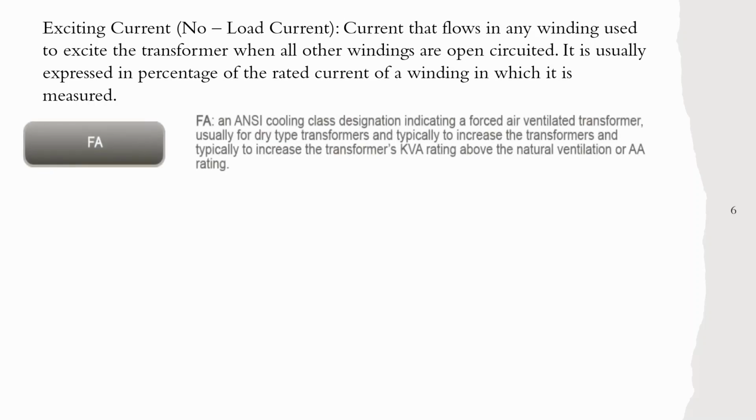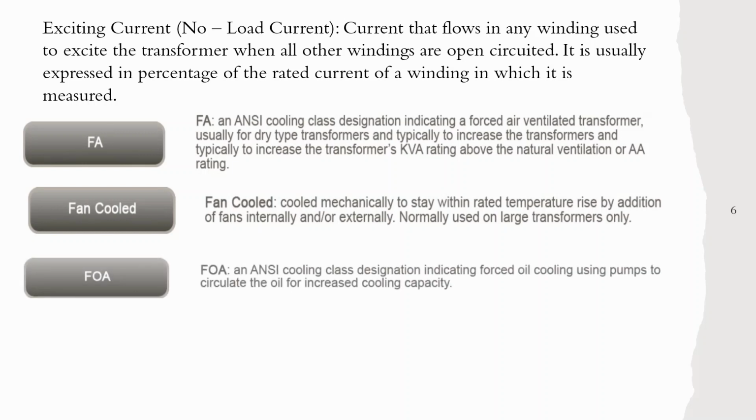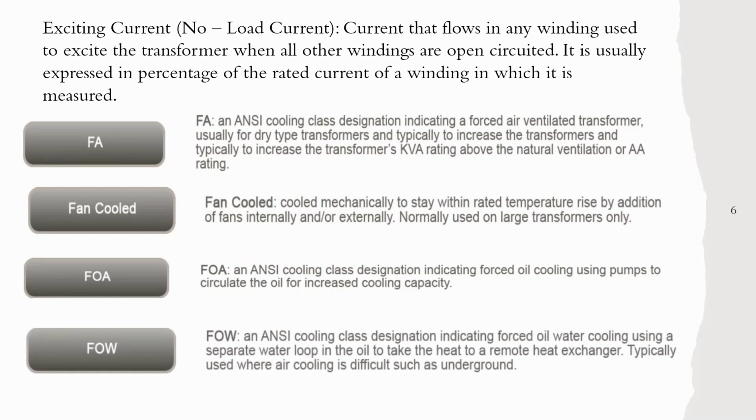So, for example, FA: an ANSI cooling class designation indicating a forced air ventilated transformer. So if you see this FA on a transformer, then you already know what it means. Then fan cooled: cooled mechanically to stay within rated temperature rise by addition of fans internally and externally. So FOA and then FOW, also ANSI cooling class designations. As you can see, all the terminology are there.